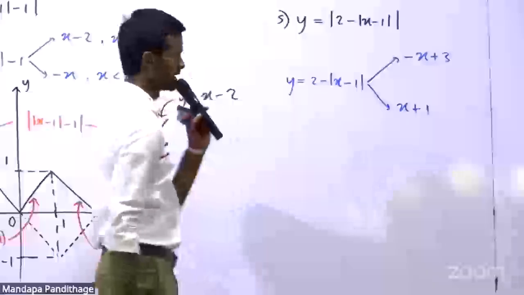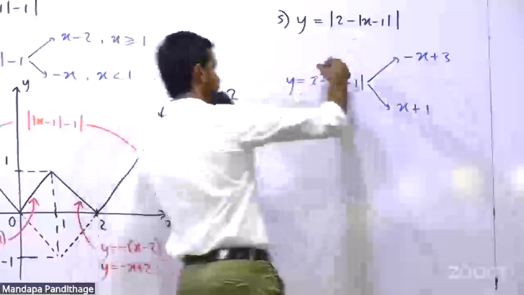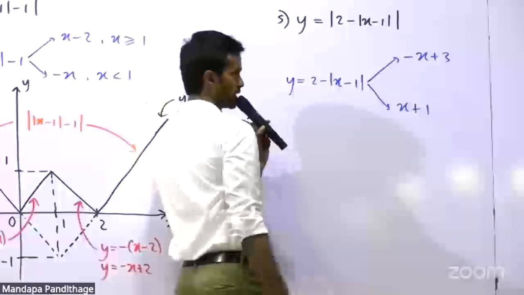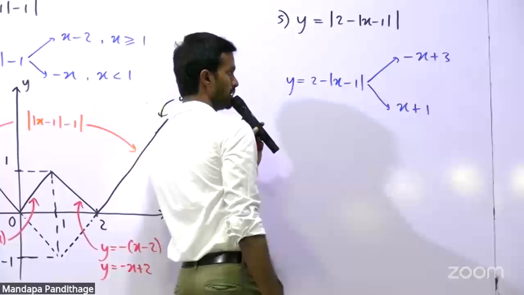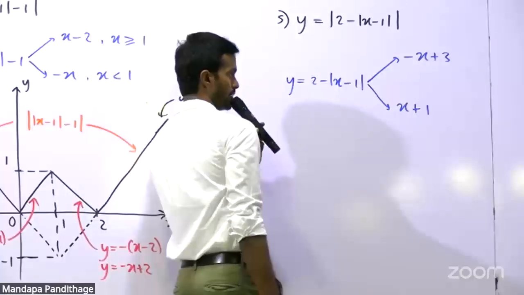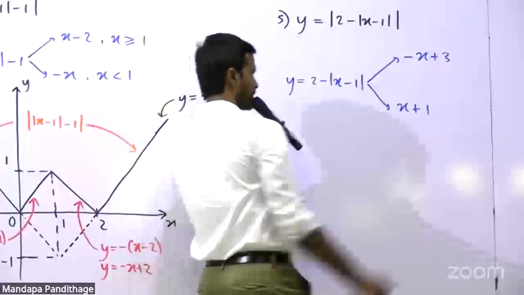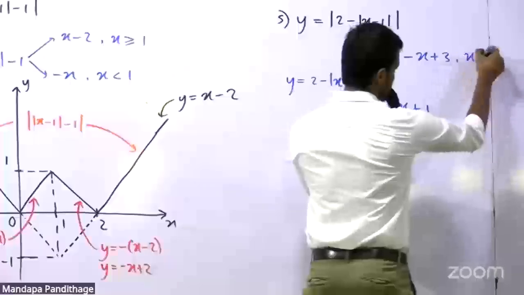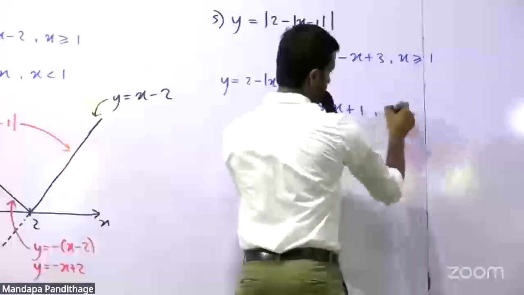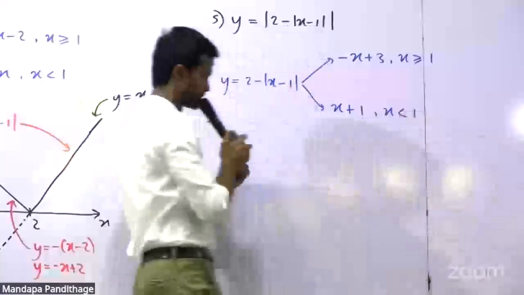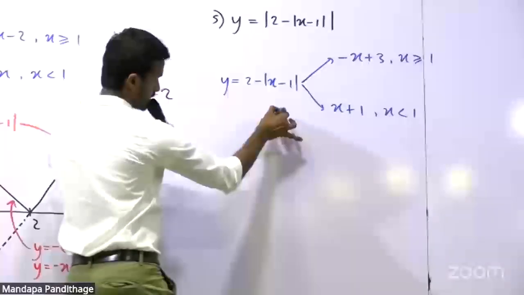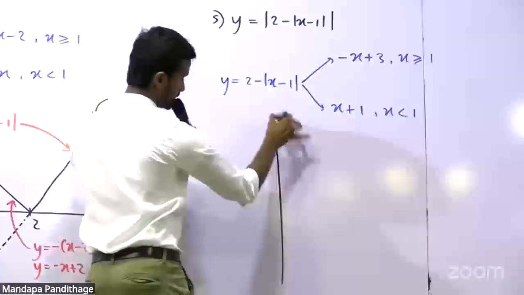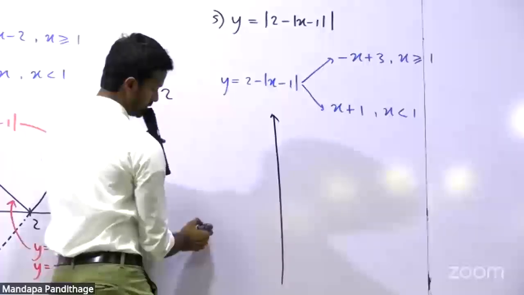Because we are in the fourth day, I don't have to go step by step to show what the two straight lines are. One is minus x plus 3, the other one is x plus 1. This is when x is greater than or equal to 1, and this is when x is less than 1. Okay. So first draw this one, you know the shape will be an inverted V.